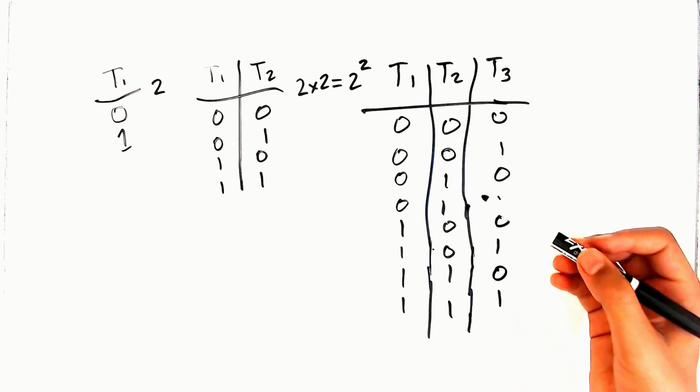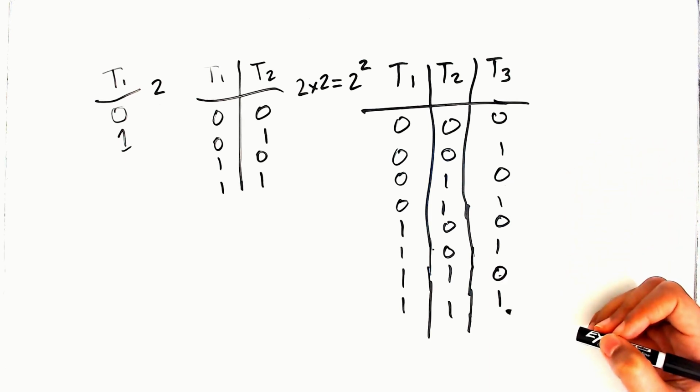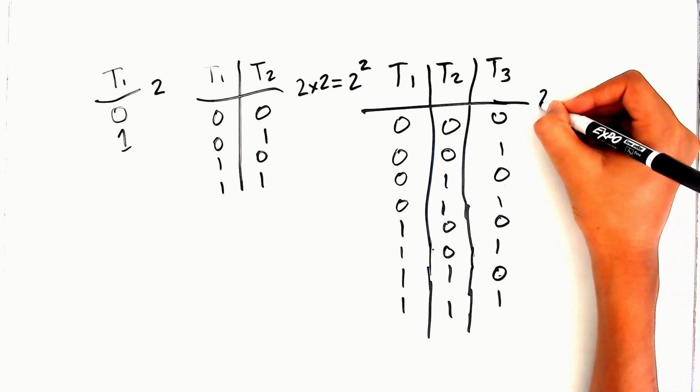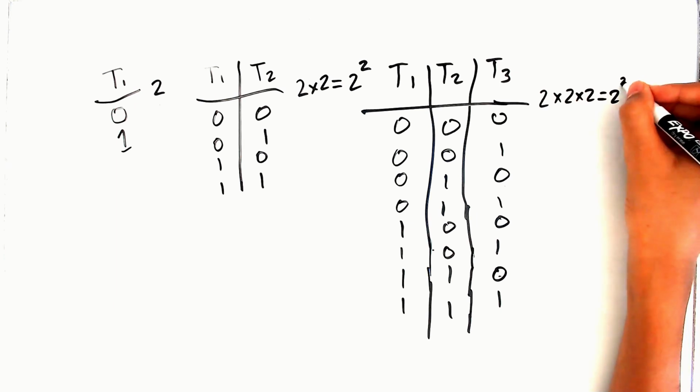So here let's count how many combinations we have. 1, 2, 3, 4, 5, 6, 7, 8. So here we have 8 combinations. So that'd be 2 times 2 times 2, which we could write as 2 cubed.